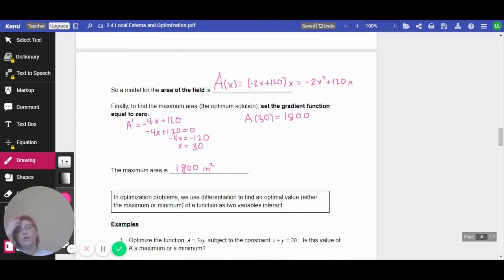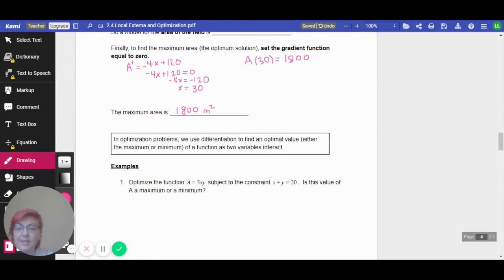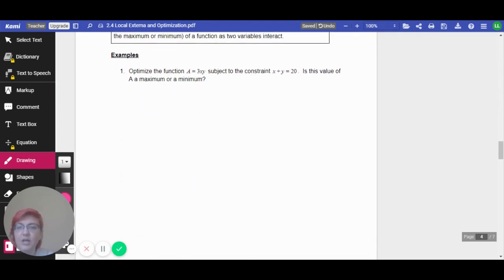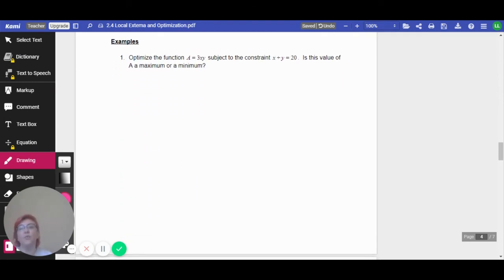So in optimization problems, we use differentiation to find an optimal value, either the max or the min of a function as two variables interact with each other. Let's look at some examples. Here we're going to optimize the function A equals 3xy subject to the constraint x plus y equals 20, and then we'll determine, is that value a max or a min?